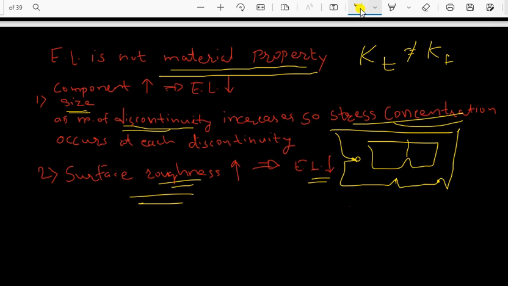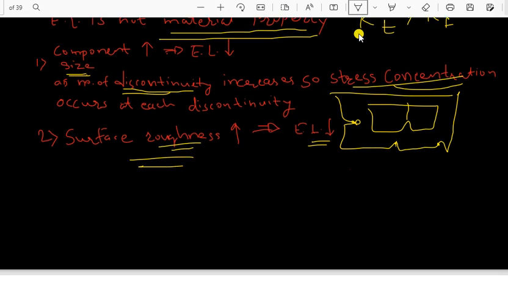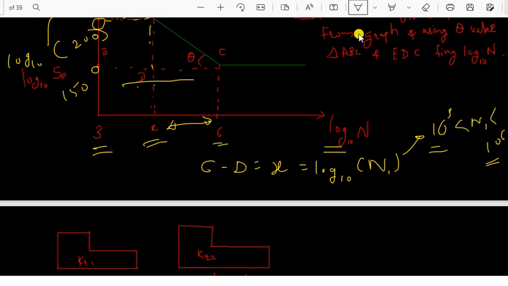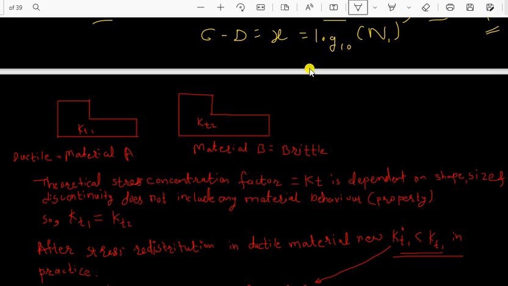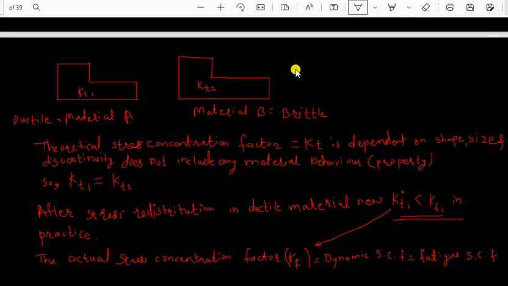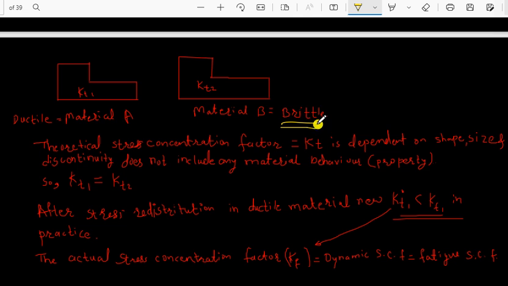Okay. Now we will discuss the failure theories. Before that, I will talk about this KT, that is the theoretical value of stress concentration. You know that even if the materials are different, but their shape and size are the same, let us say these are two different materials A and B, KT will be the same, KT1 equal to KT2, because their shape and size are the same.